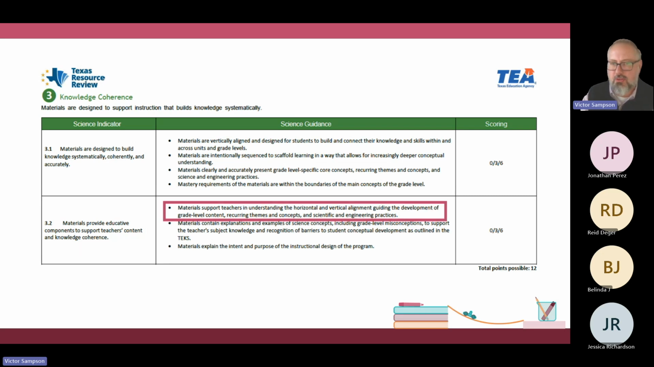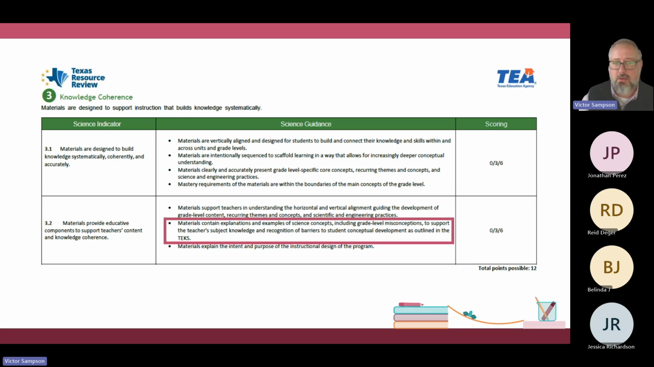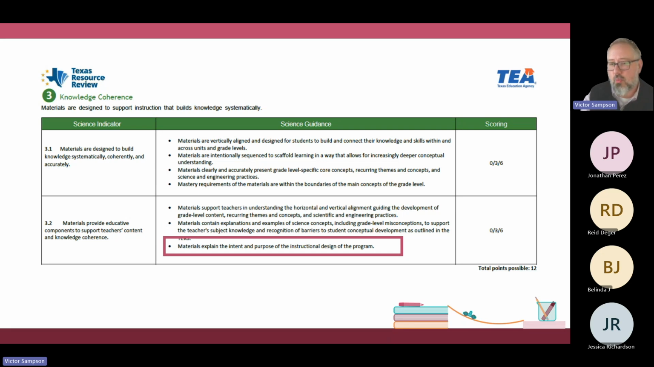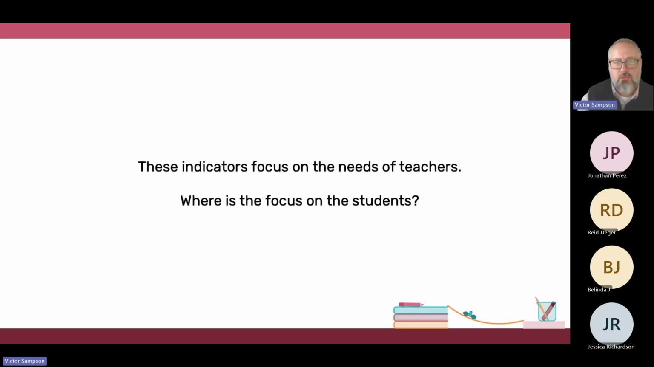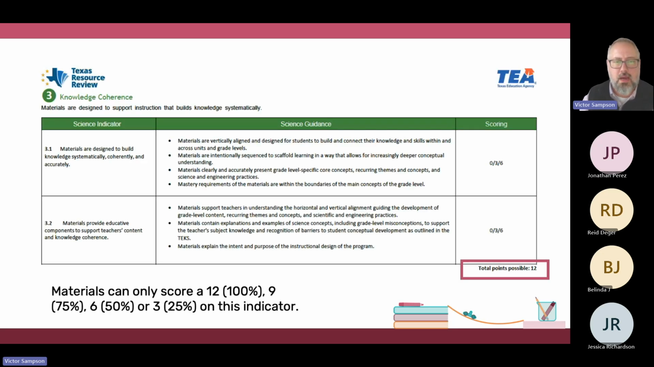So we have here that materials support teachers in understanding the horizontal and vertical alignment. So there's information for teachers about the alignment. There are explanations and examples of science concepts, so information about the content for teachers. And it explains why the instructional design of the program is used, right? So when you think of both of these indicators, they focus quite a bit on the needs of teachers. And we really don't see much of a focus on students, right? Like, what are students doing? What are they seeing? Even though that's really talking about instruction in the guideline.